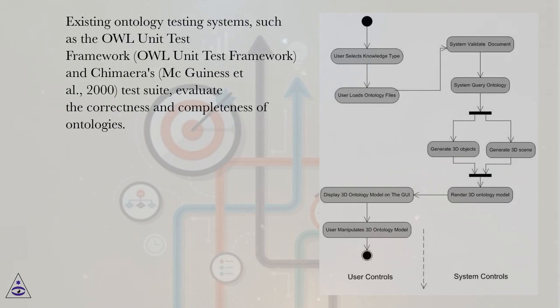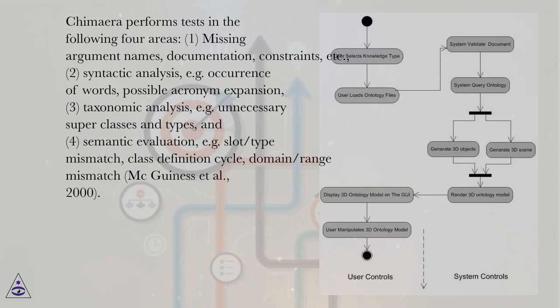Existing ontology testing systems, such as the OWL Unit Test Framework and Chimaera's Test Suite (McGuinness et al., 2000), evaluate the correctness and completeness of ontologies. Chimaera performs tests in the following 4 areas: 1. Missing argument names, documentation, constraints, etc. 2. Syntactic analysis, for example occurrence of words, possible acronym expansion. 3. Taxonomic analysis, for example unnecessary superclasses and types, and 4. Semantic evaluation, for example slot/type mismatch, class definition cycle, domain/range mismatch (McGuinness et al., 2000).